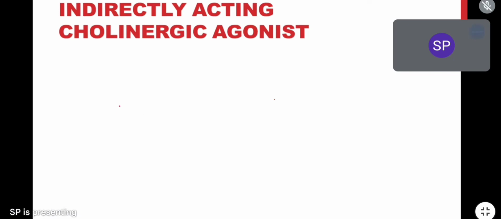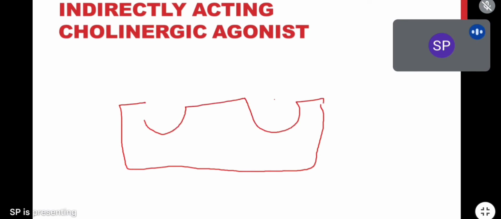See, just imagine this is an acetylcholinesterase enzyme. The acetylcholinesterase enzyme has two sites. One is an anionic site and one is a cationic site. Listen carefully, this is the acetylcholinesterase enzyme.